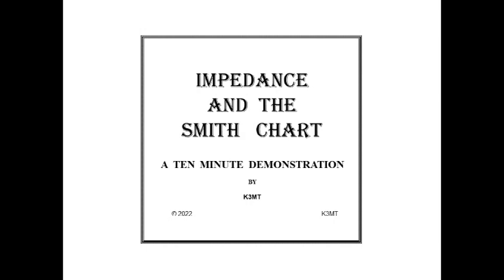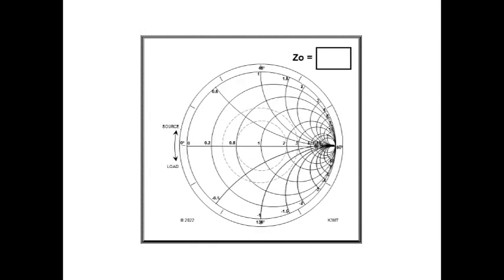We followed K3MT's method and drew a Smith chart. Mike said it's a chart of how impedance changes along a transmission line. Changes depend on the line's characteristic impedance, Z0. So you need to record it.